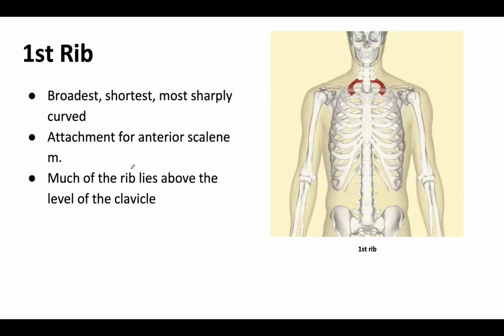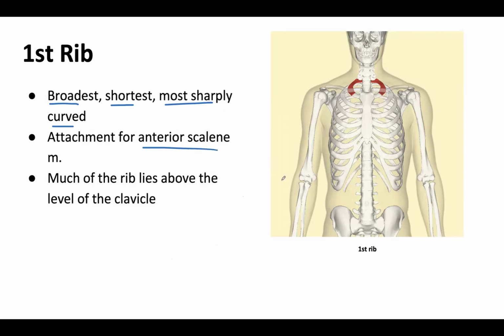Before we finish our discussion of ribs, I do want to highlight an irregular rib, which is the very first one, rib 1. Rib 1 is the broadest and the thickest. This is because it has more muscles attaching to it than its inferior counterparts. One of the most important of these muscles is the anterior scalene muscle. This rib is also often described as the shortest, although I would argue that rib 12 is quite short as well, but it's definitely the most sharply curved. Rib 2 is also comparatively curved to the other ribs, but not nearly as much as rib 1.